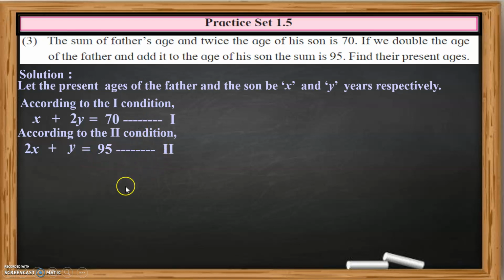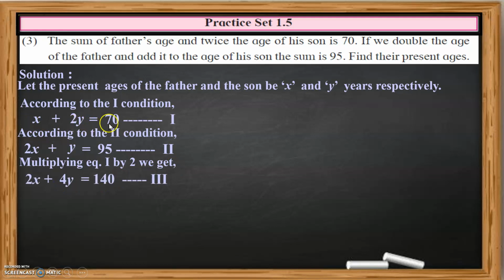Now I need to solve these two equations simultaneously. Now here the coefficients of x or y are not the same. So I will have to multiply one of the equations by a suitable number so that the coefficients become equal. So now here I am going to multiply equation 1 by 2. When I multiply 1 by 2, I get 2x plus 4y equal to 140. This entire equation I have to multiply by 2. So 2 multiplied by x is 2x, 2 2s are 4 and 2 70s are 140. That is how I get equation 3.